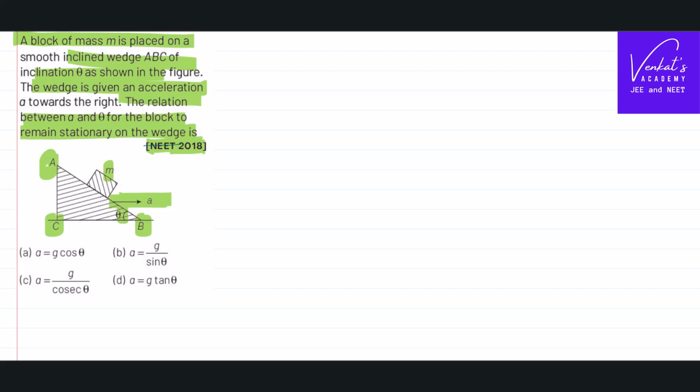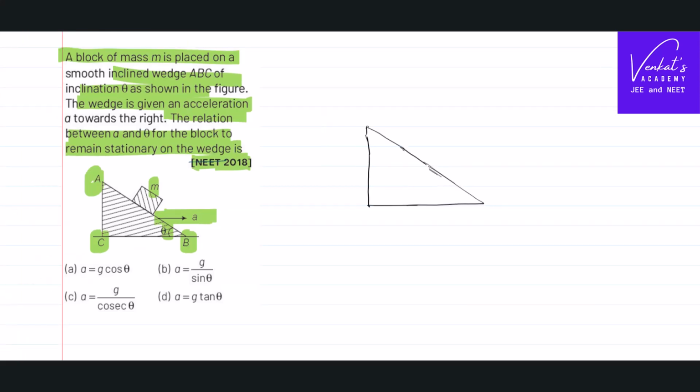Let's understand the basics and how we solve this problem so that we can get to an answer. Let me redraw the diagram for you. This is the wedge I am drawing with an angle theta. There is a block of mass m placed on the top of that, small m. Let's talk about this block first. Its weight obviously always acts in a vertically downward direction, which can be resolved into components.